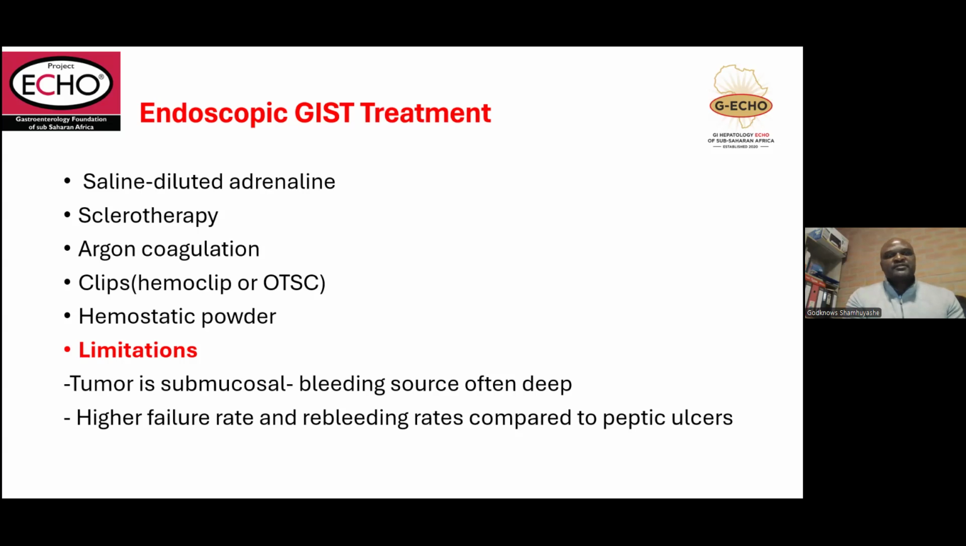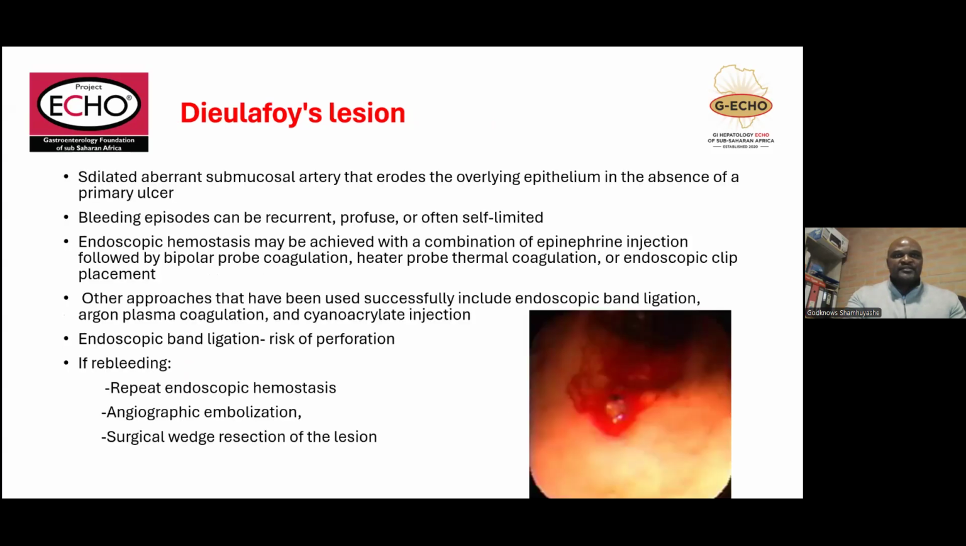You know that the tumor is submucosal, so usually the bleeding source can be deep, and there is a high failure rate and rebleeding rate compared to peptic ulcers. So your choice of endoscopic modality depends on the extent of the tumor size and how you assess the bleeding. Otherwise, the patient is going to rebleed.